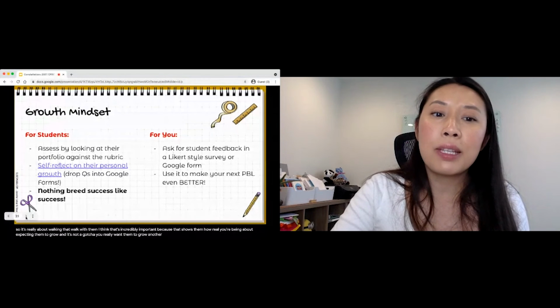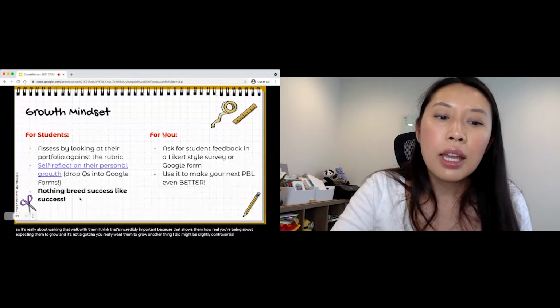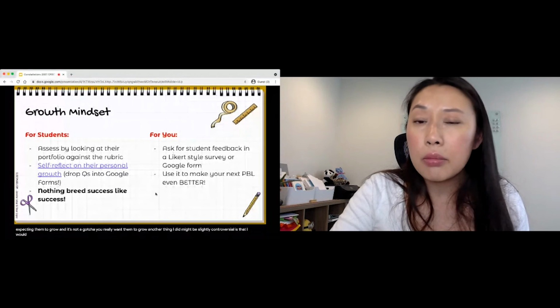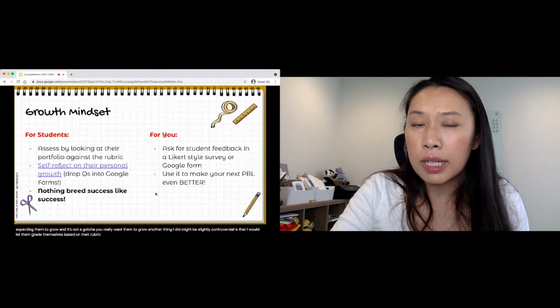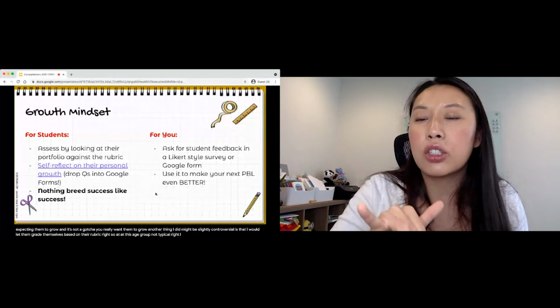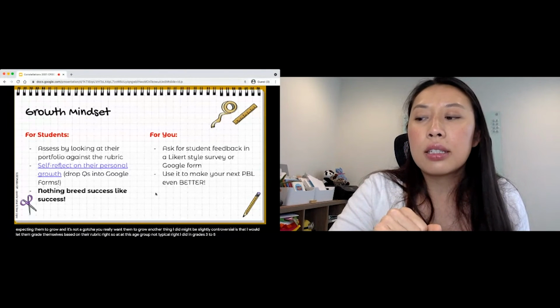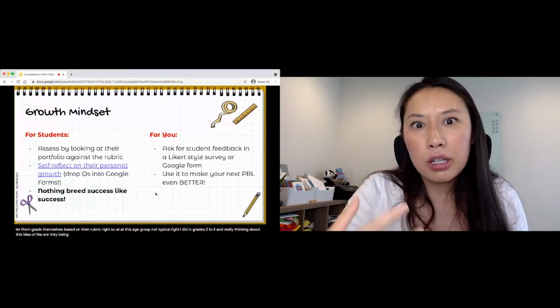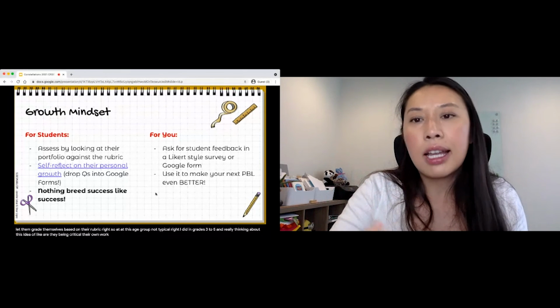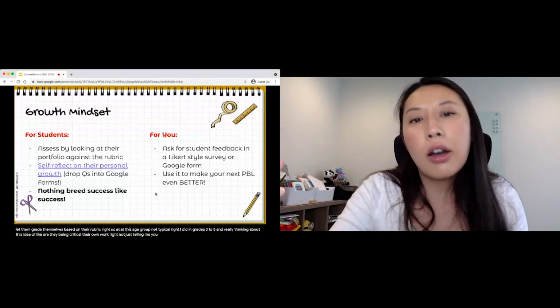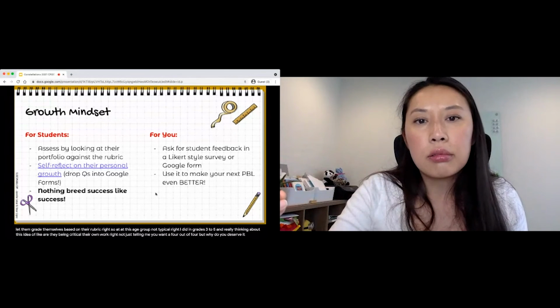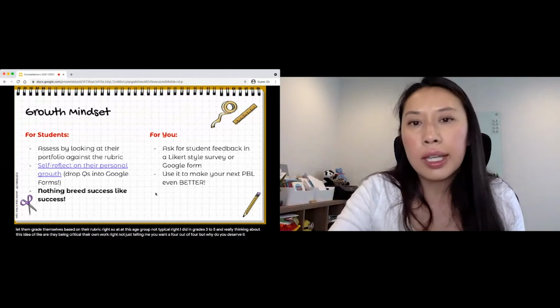Another thing I did might be slightly controversial is that I would let them grade themselves based on their rubric, right? At this age group, not typical. I did it in grades 3 to 5. And really thinking about this idea of, are they being critical of their own work? Not just telling me you want a 4 out of 4, but why do you deserve it? Did you analyze your work? Did you look at it?